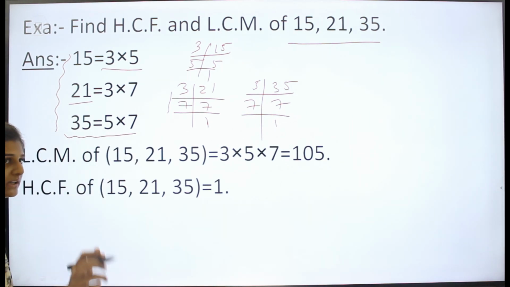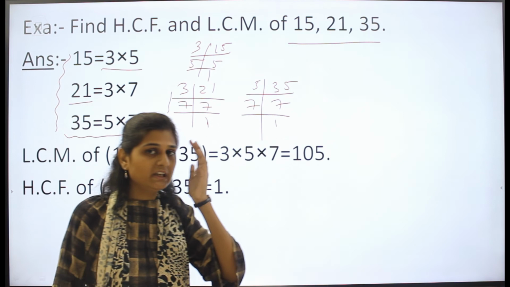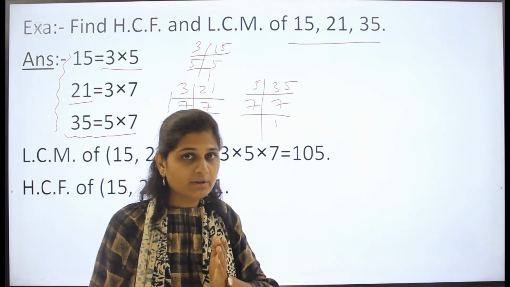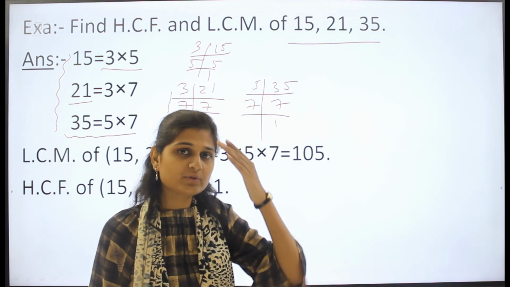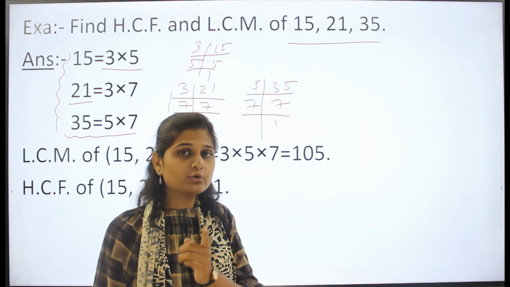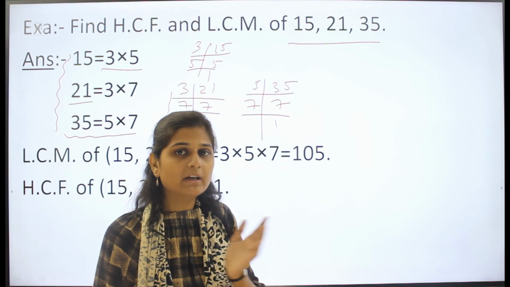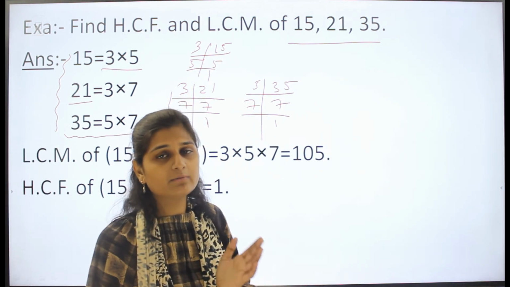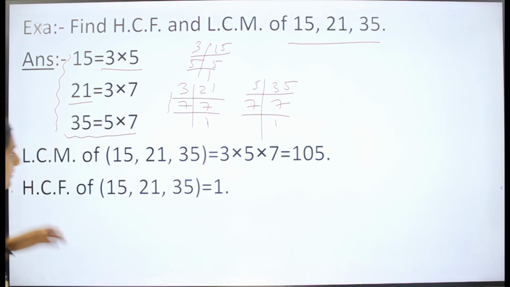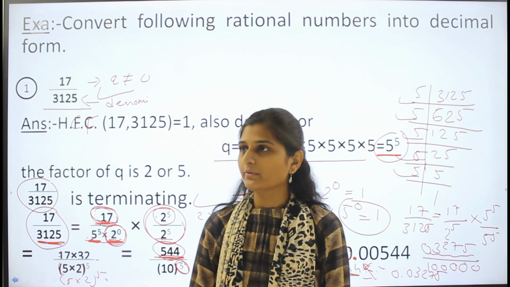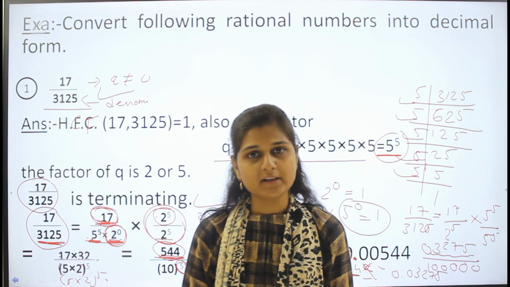Now remember one thing, you have to see in three values. You don't need to see in two values, you have to see in three values. So the value should be common in all three values. If any value is not common in all three values, then in that case we will write the value which is coming distinctly.